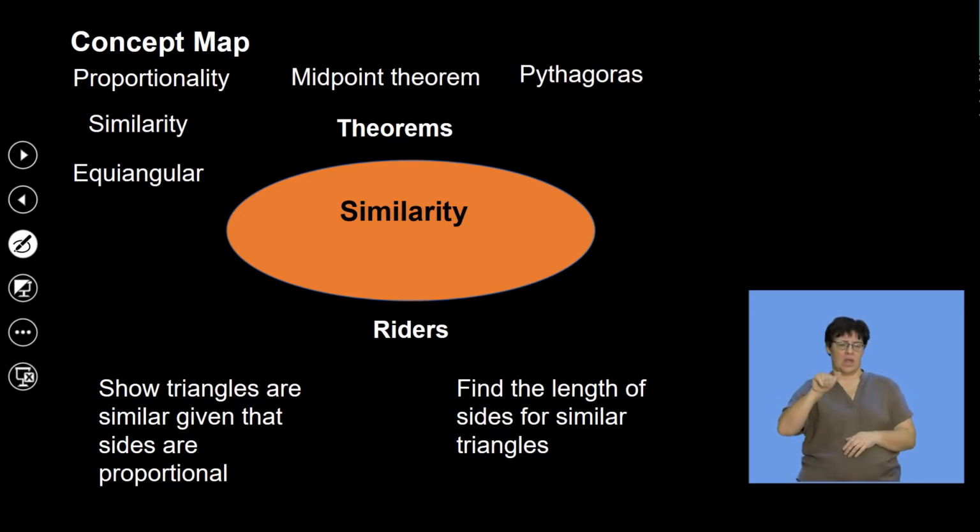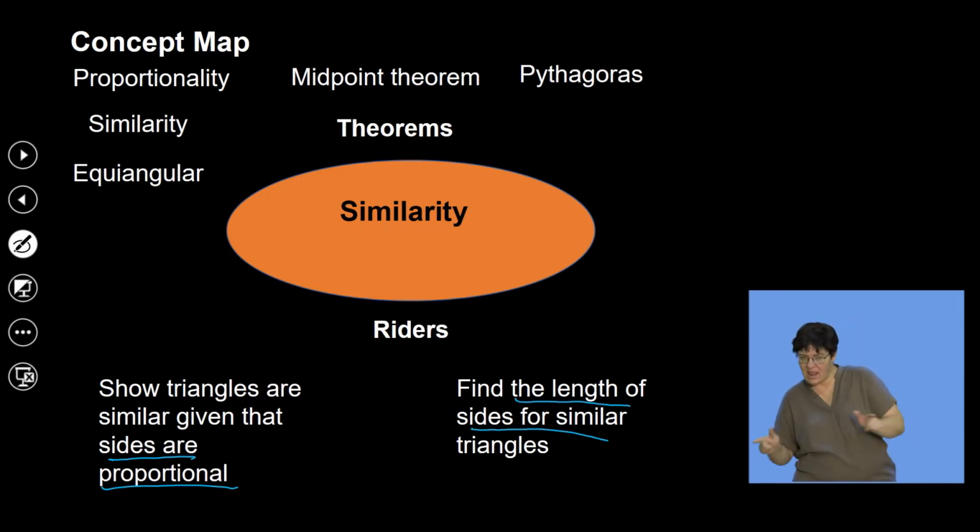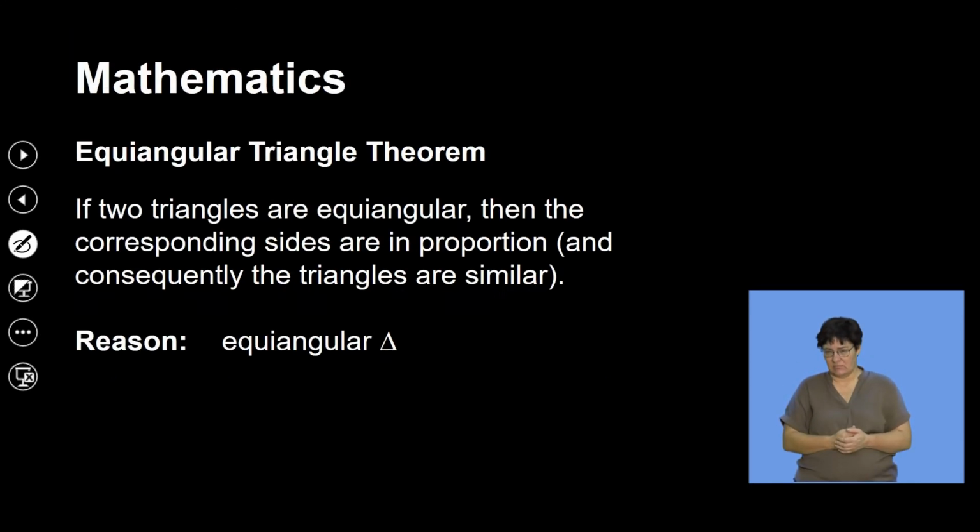Then the riders, I said to you, sometimes you will be required to show that triangles are similar, given that the sides are in proportion, or they will want you to find some lengths there. That's when they give you, if AB is equal to 20, then find, you see. So those are those kinds of questions.